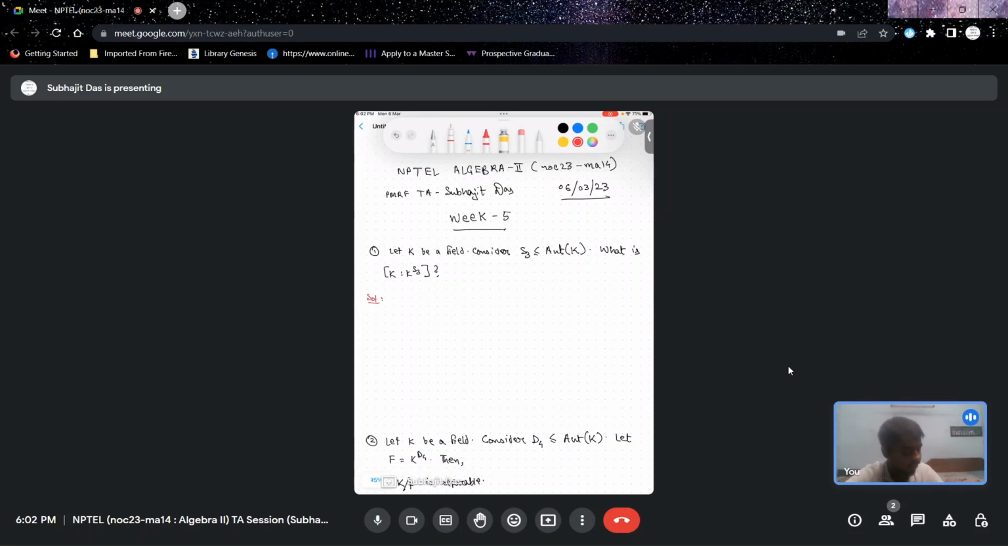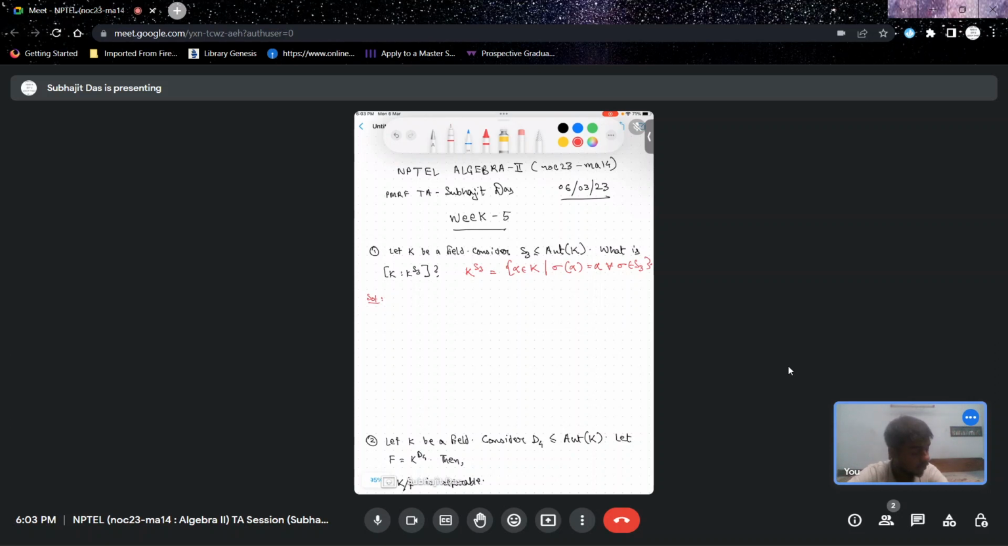K power S3, if you recall, the fixed field of S3 in K, is the subfield of all elements alpha in K which are fixed by every element of this subgroup. So sigma of alpha is alpha for all sigma in S3, right?